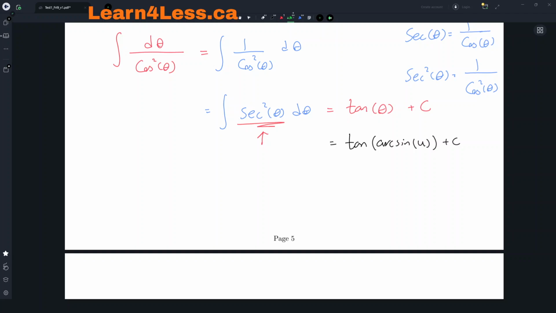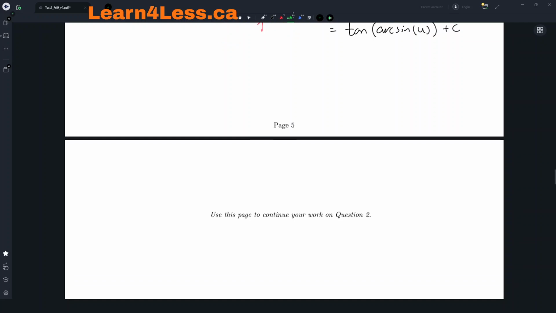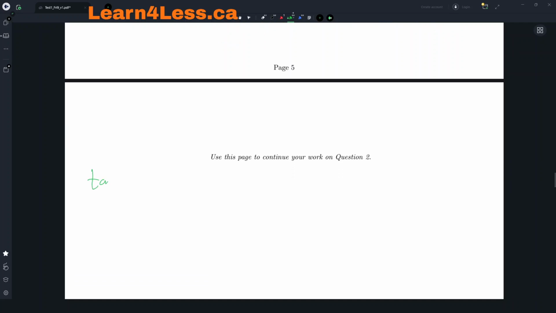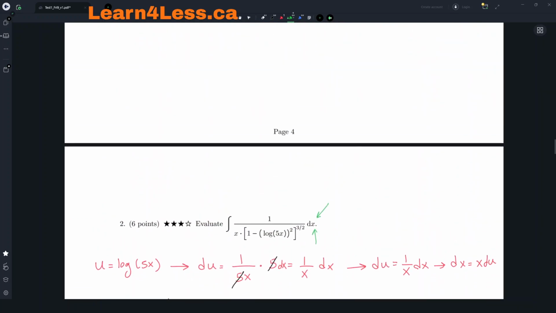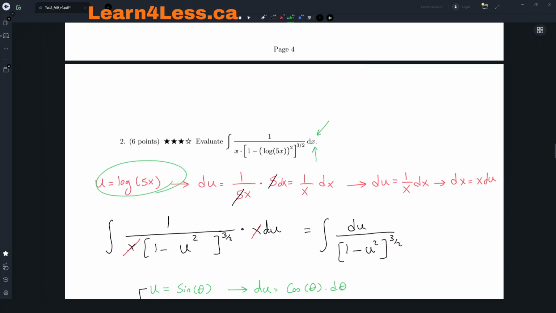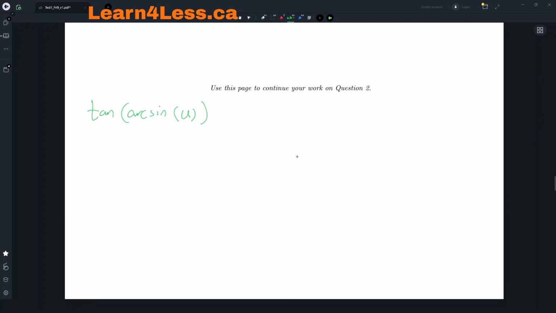Simplify tan of arc sine of u. So let's do it on the page. Tan of arc sine of u, just focusing on this part. If you plug in log of 5x instead of u, this is correct. This is kind of the final answer. But if you want a more simplified version of that answer, we need to focus on this part and simplify tan of arc sine of u.